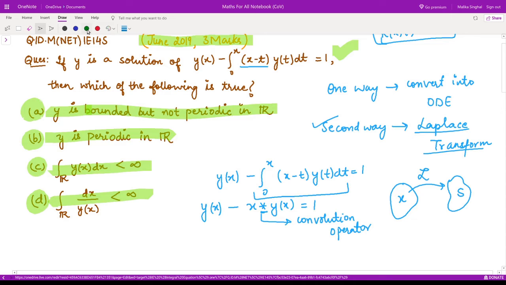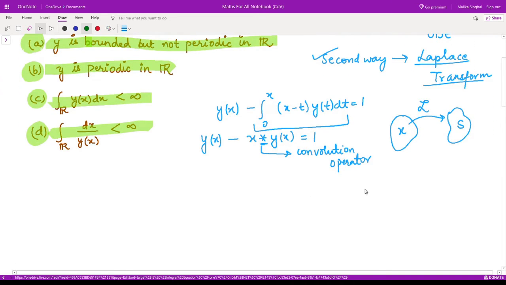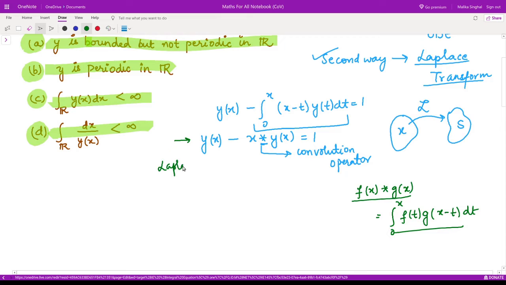I've already told this in the previous videos, but for the sake of completeness, let's have a look. Any function f of x convoluted with another function g of x is simply equal to the integration from 0 to x of f of t, the first function as it is but with the variable changed from x to t, multiplied by g of x minus t dt. So this is equal to this thing by definition, and our equation becomes this kind. So we can now apply the Laplace transform on both sides.